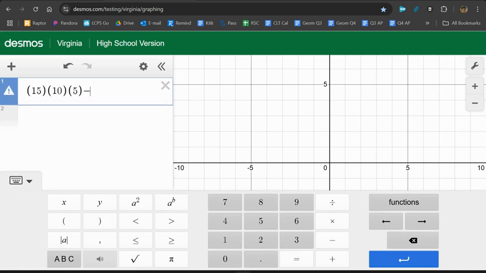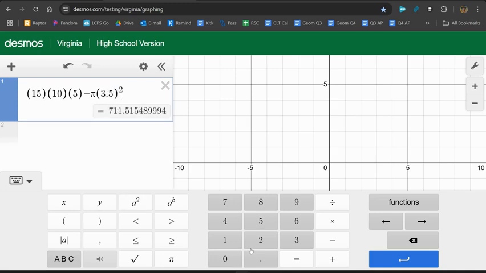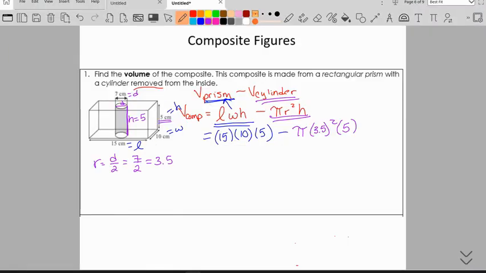Minus pi, and we're using our pi button, never any decimal approximation for it, times 3.5 squared times our height, which we said was also 5. Okay, and that's going to round to 557.6.